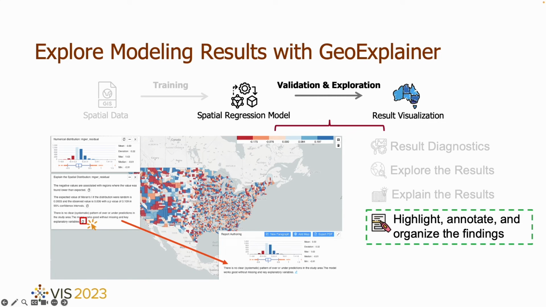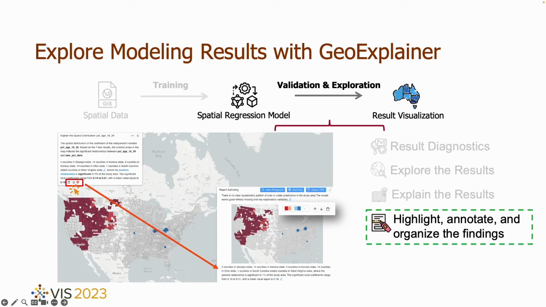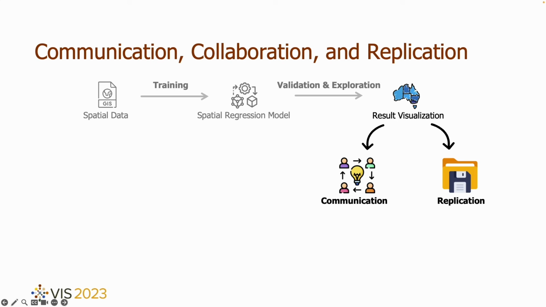All the content, including narrative explanations and visualizations, can be added to the report authoring panel. Analysts can re-edit the content, change the color scheme of the visualization, reorder the sequence, and add their own paragraphs. In addition to the spatial data analysis, the communication of the explored results and the replication of the analytical state, or data, or even model are also very important.